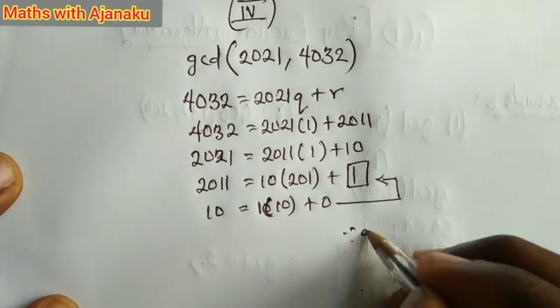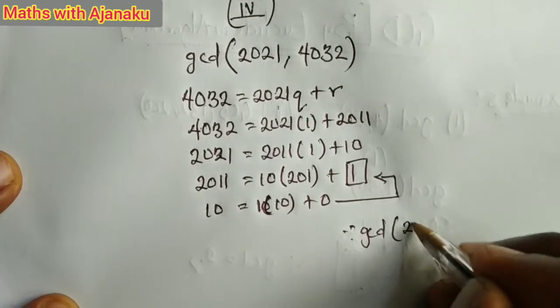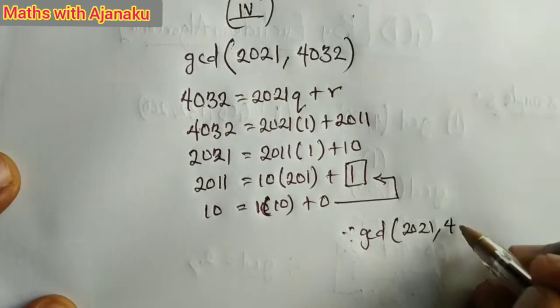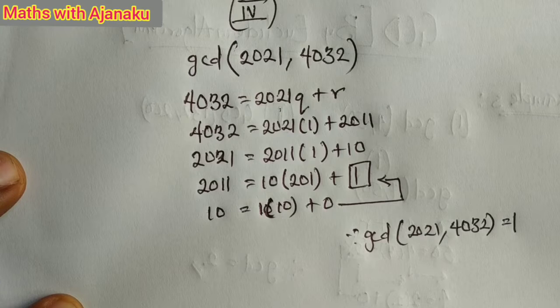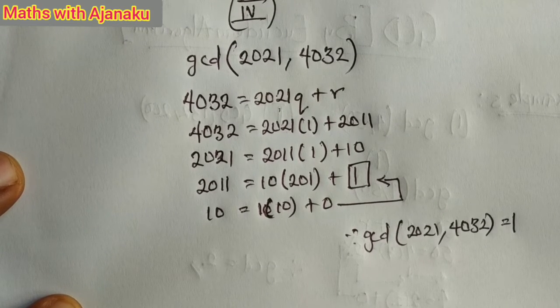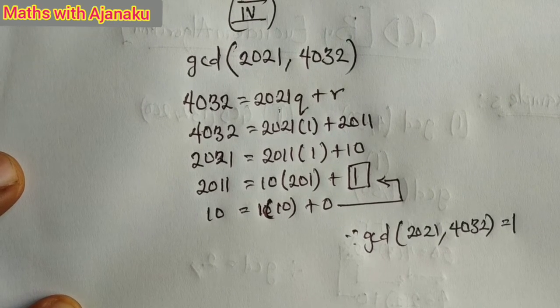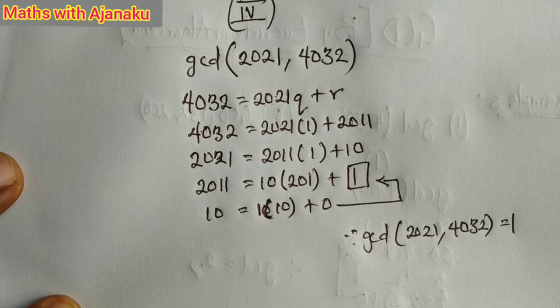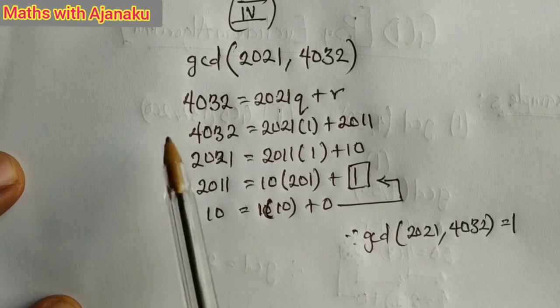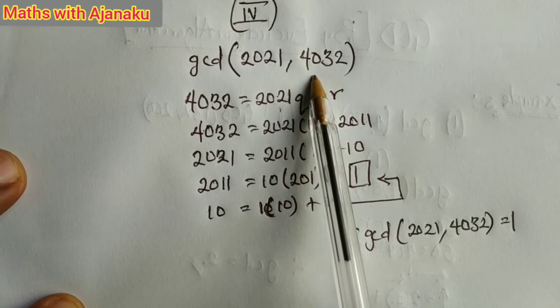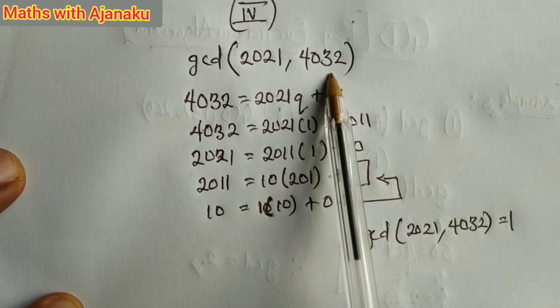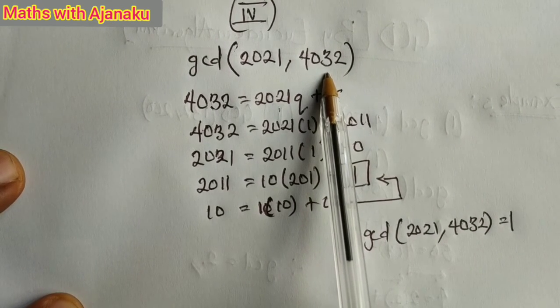Therefore, the GCD of 2021 and 4032 is equal to 1. Do take note of something here. When the GCD of two numbers is 1, when you have your HCF of two numbers to be equal to 1, definitely those two numbers are likely to be prime numbers. Of course, when you take a look at these two numbers, well, I'm not too sure of 2021, but I am very sure 4032 is not a prime number. This is divisible by 2, and of course divisible by 4.